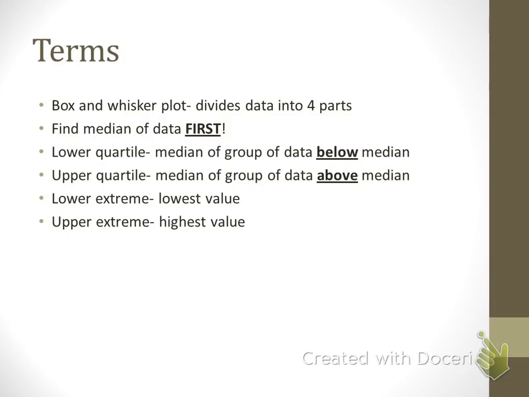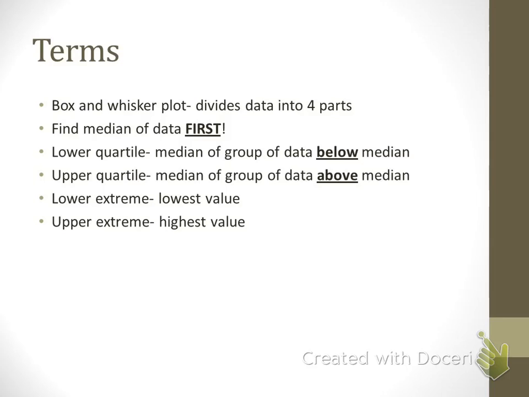The first thing that you want to do is find the median of the data. So you put them in order least to greatest. Please don't forget to do that on your homework tonight. Always put them in order least to greatest first, and then find the median.